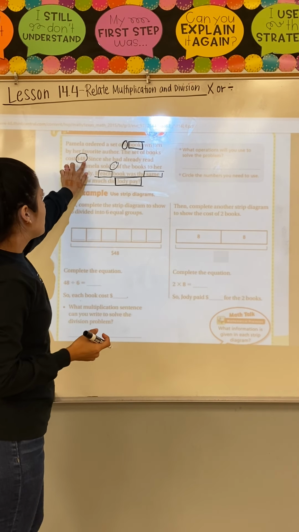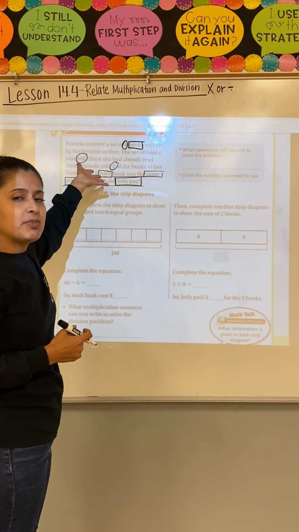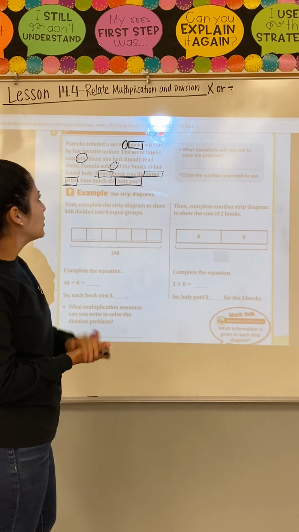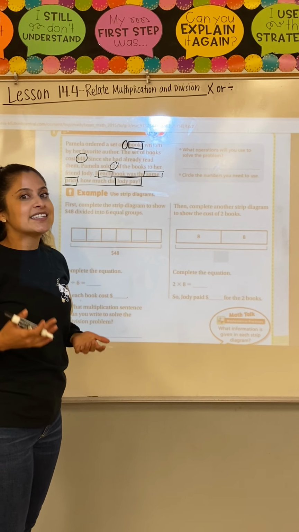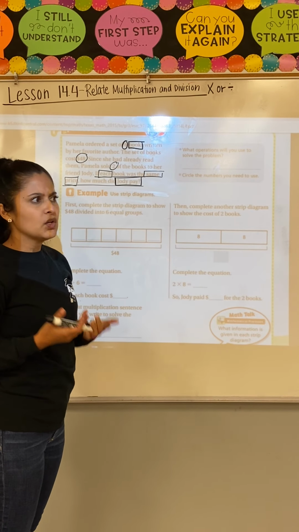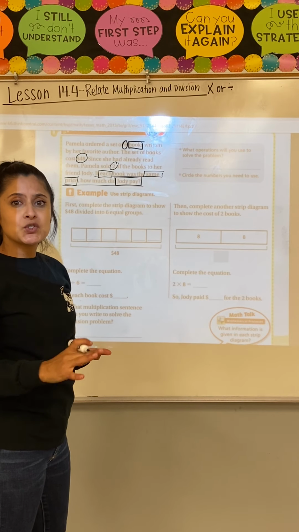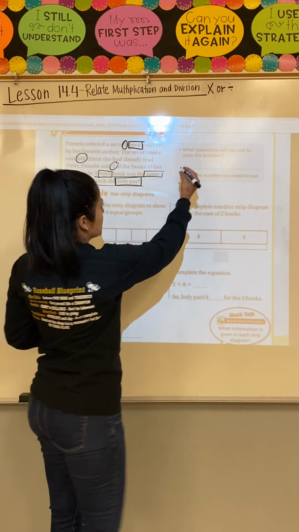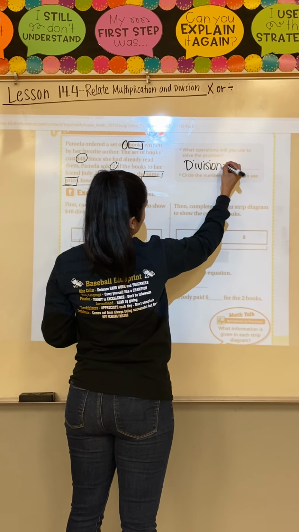Well, I know that by looking at my problem, she's not increasing the amount that she paid for those books. She paid $48 for those 6 books. We know that each book costs the same amount. Well, if each book costs the same amount, I'm splitting up that total price equally by those 6 books. So I know I'm going to be using division as an operation.